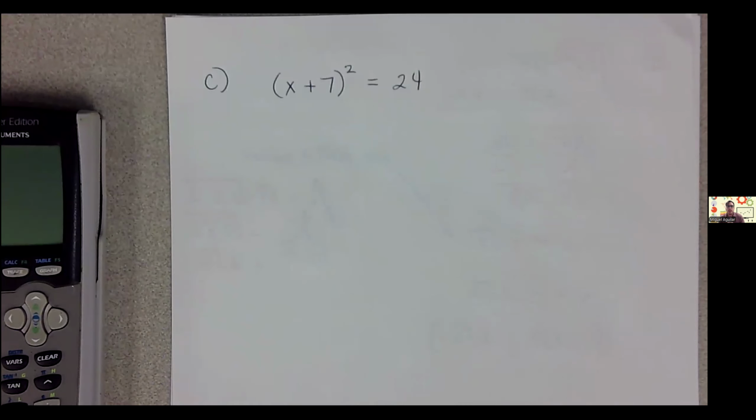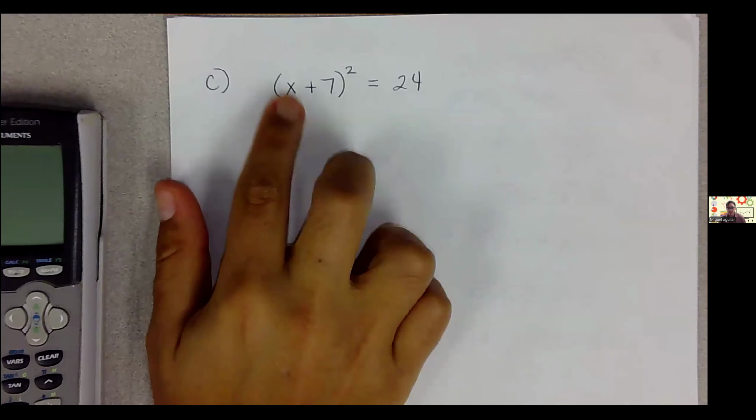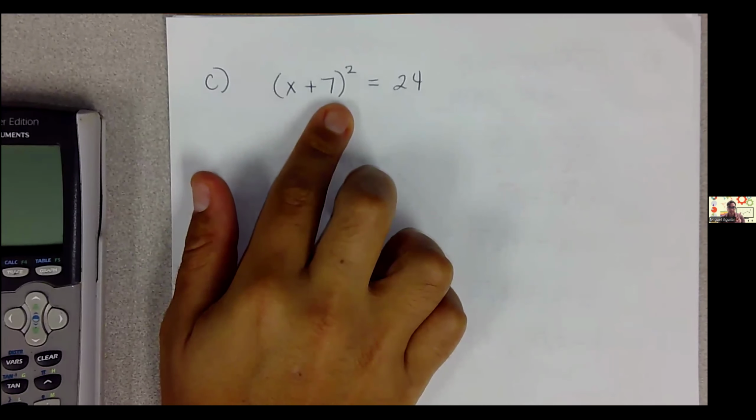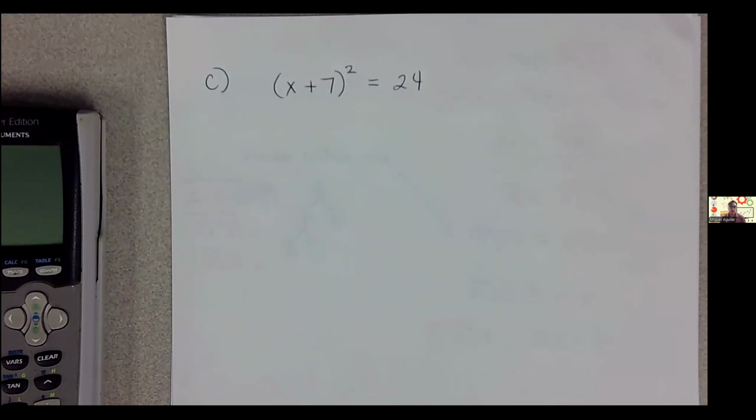I know what some of you are thinking. Maybe I should write this x plus 7 twice and then distribute that out. You could do that, but it's going to cause a lot more work for you. There is a simpler way to approach this, and that's just remember what the square root property allows us to do.